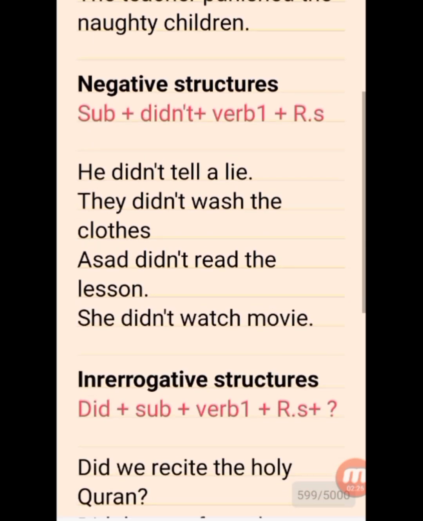So come to the negative sentence. Subject plus didn't plus first form of the verb plus rest of the sentence. Here we have to write did with the entire subject: I, we, you, they, he, she, it, singular.